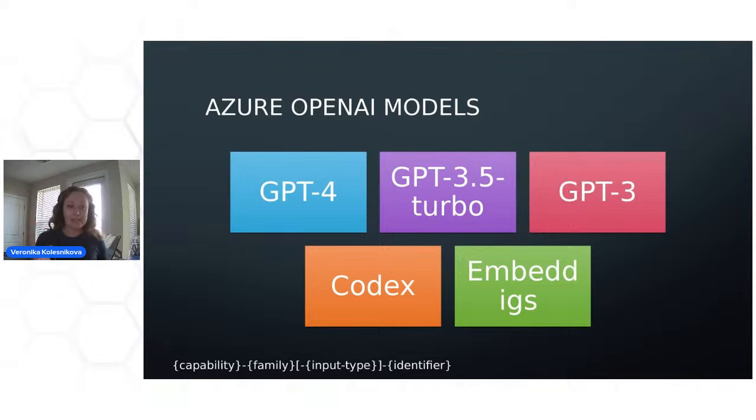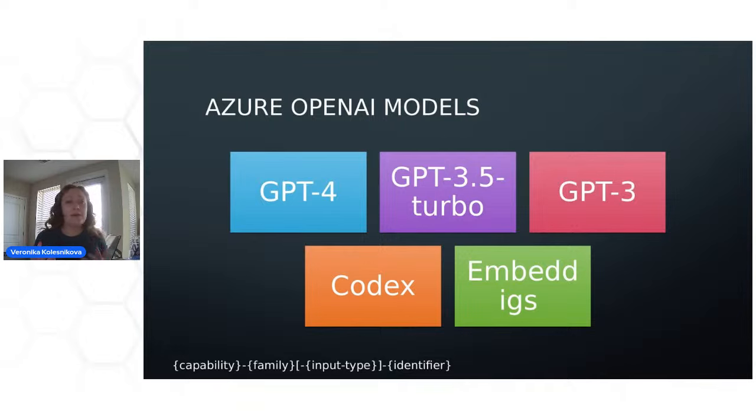The next family of models here is GPT-3. There are a couple of models specifically included in that family, and there are four models there. It is Ada, Babbage, Curie, and Da Vinci. Da Vinci being the most powerful one, and then Ada being the least powerful one.